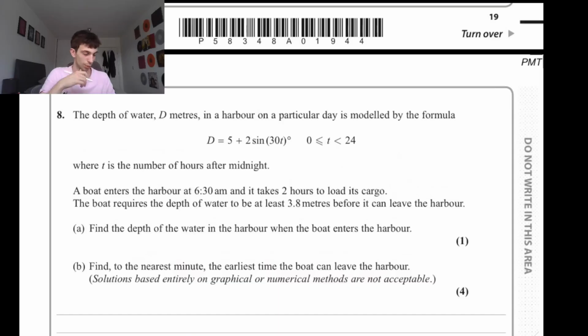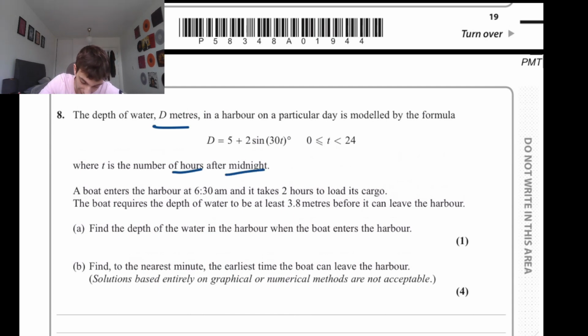Okay, question 8, we have a little bit of trigonometric modelling. So we're talking depth of water, d meters, so it's in meters, in a harbour on a particular day, is modelled by the formula d equals 5 plus 2 sine 30t, where t is larger than or equal to 0 and less than 24, where t is the number of hours after midnight. Very, very important. So t is the number of hours after midnight.